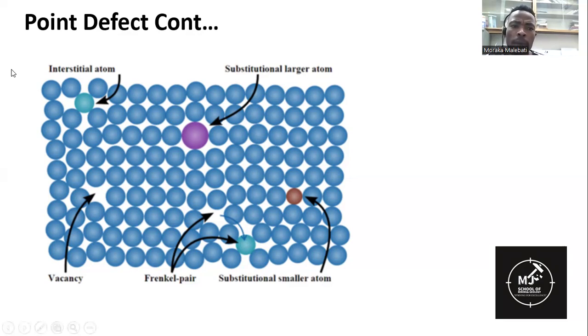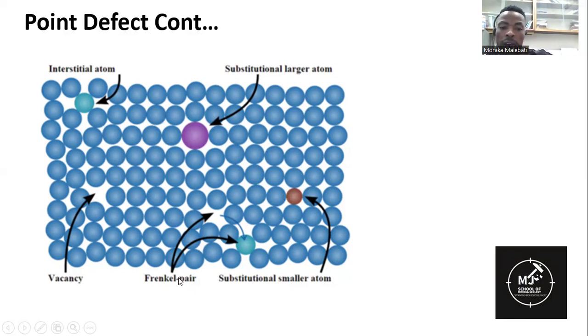And then interstitial, you are coming in with something new and then placing it within the pore spaces, or within the interstices. Okay, then the substitutional, you come in with something and then you remove something and put something new. Okay, that is substitutional. So you can either substitute larger atoms, or you can substitute smaller atoms.